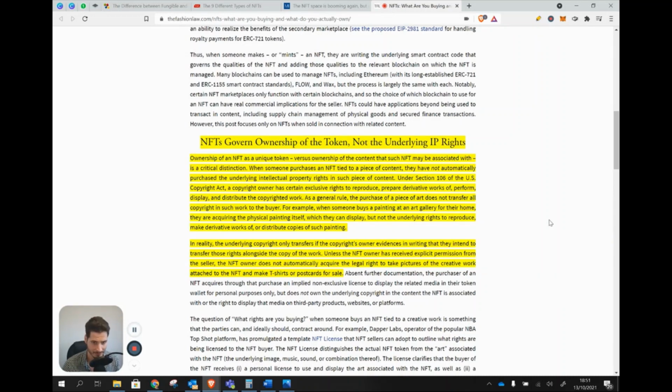In reality, the underlying copyrights only transfer if the copyright's owner evidences in writing that they intend to transfer those rights alongside a copy of the work. Unless the NFT owner has received implicit permission from the seller, the NFT owner does not automatically acquire the legal right to take pictures of the creative work attached to the NFT or make t-shirts or postcards for sale. So this needs to be very clear for people. When you buy the NFT, you don't buy the rights to distribute it.